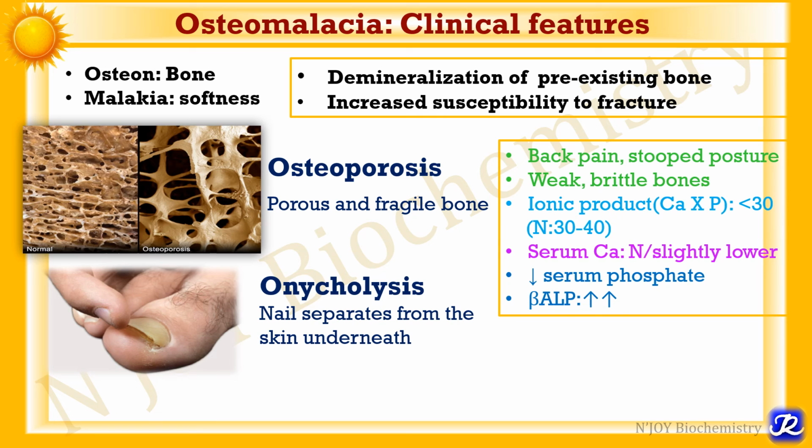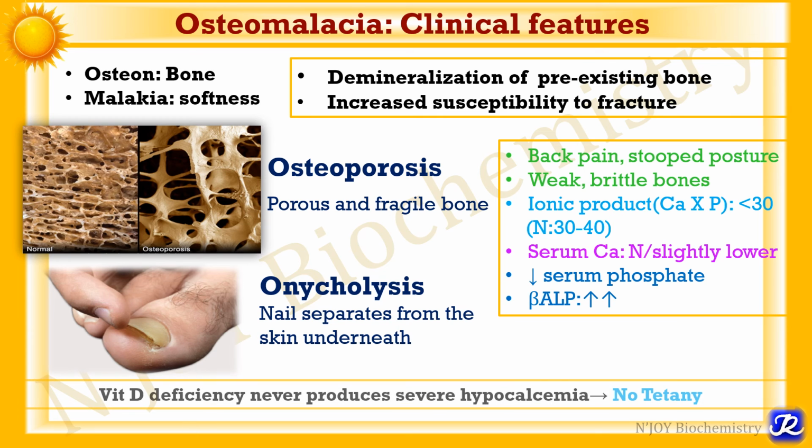Here, the clinical features seen are back pain, stoop posture, the bones become weak and brittle, the ionic product of calcium and phosphorus becomes less than 30, and serum calcium is normal or slightly lower, and phosphate level is decreased. The bone isoenzyme of alkaline phosphatase is increased.